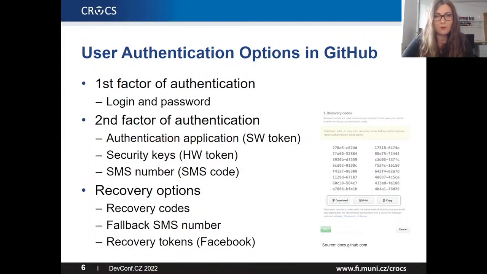So what authentication methods can we investigate in GitHub? The first method, mandatory to all users, is the first factor authentication, login and password. Even though it's mandatory to all users, how these users perceive it is interesting.